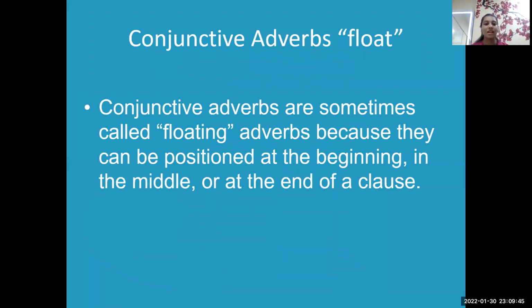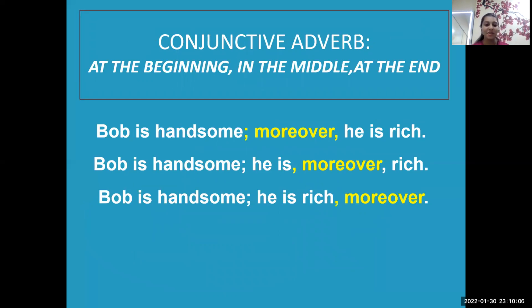Okay, now conjunctive adverbs are also called floating adverbs. Why must you wonder it is like that? Because they can be positioned at the beginning, in the middle, or at the end of a clause. And you know what? Your sentence would still make sense and it would still remain the same and the meaning wouldn't change. Let's see how.